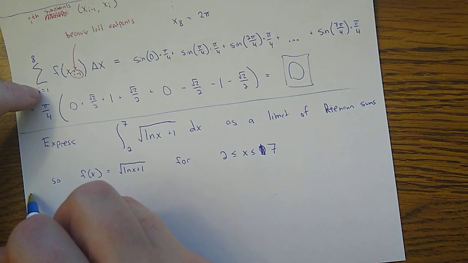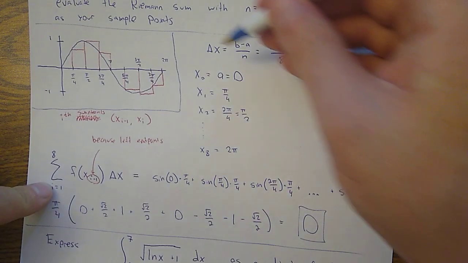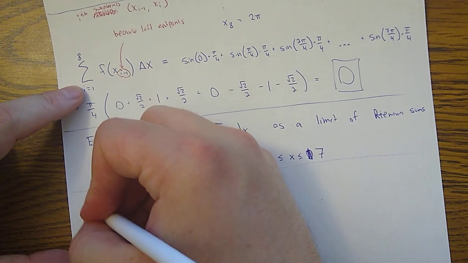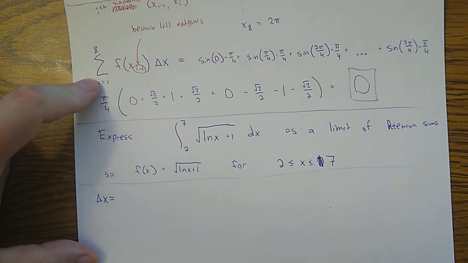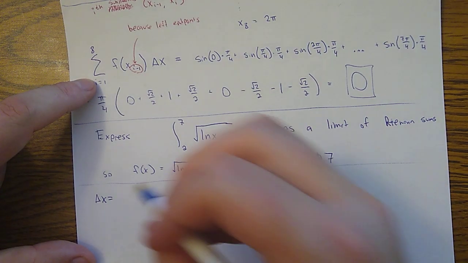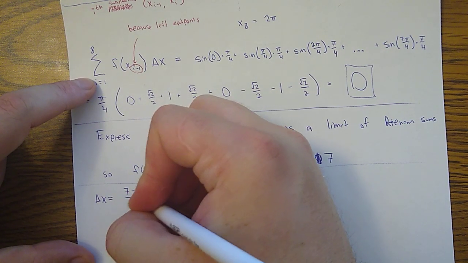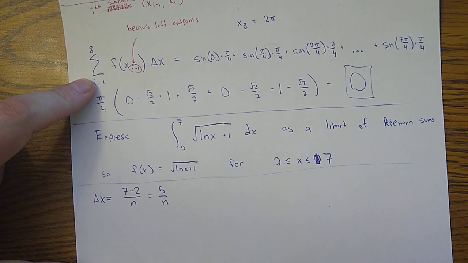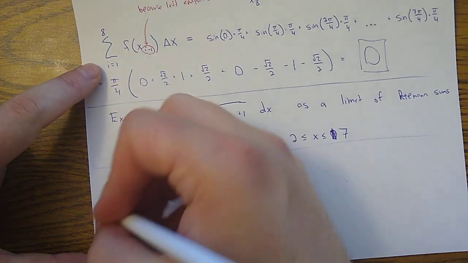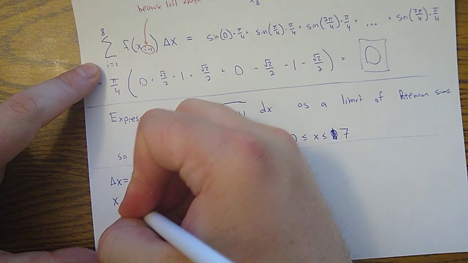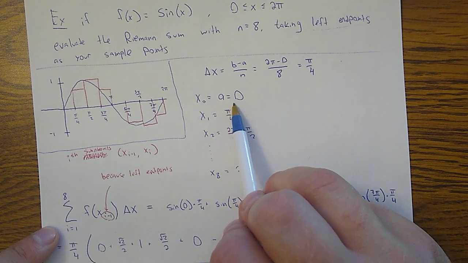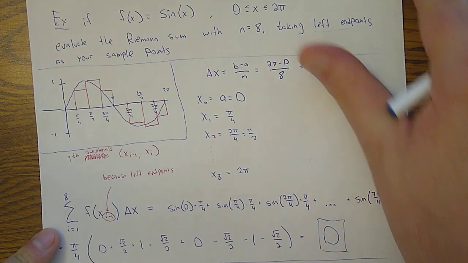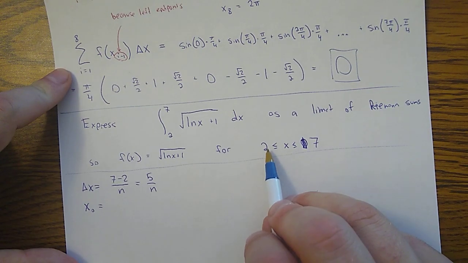So here's what we can do. We can start doing it the same way. Delta x would be this minus this, except I don't know n, so I'll just write n. So it's 5 over n. And then I can start writing x sub 0, which is the same as my left endpoint of my big interval. So x sub 0 is just 2.